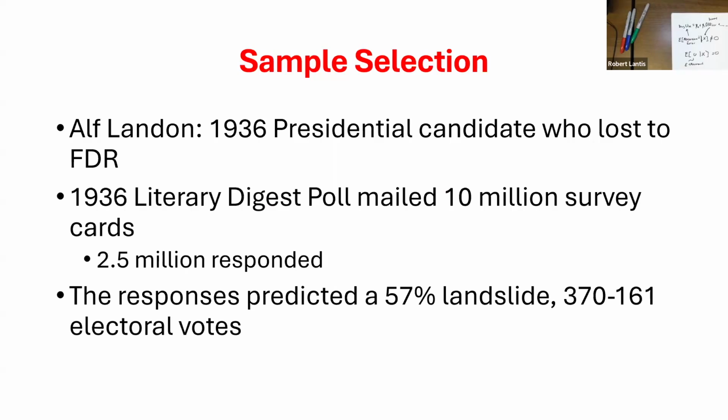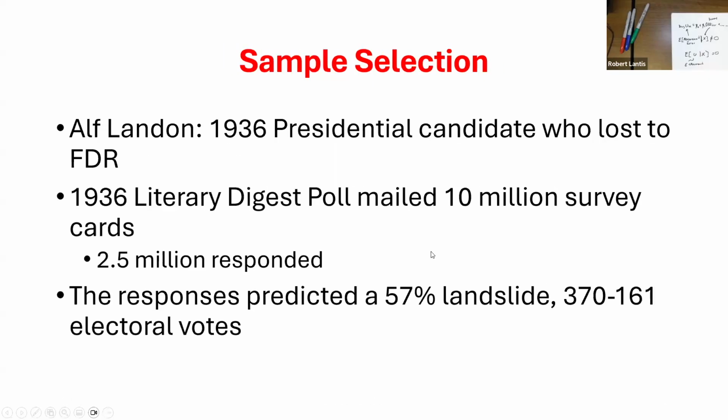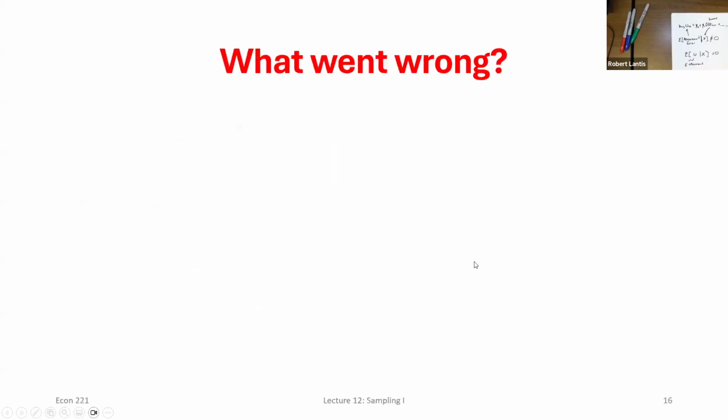Okay? So we know the population. Let's just assume it was the 10 million people they sent it to. Our sample was only about a fourth of that, so we got a smaller sample than the population. And it predicted a landslide victory, 57% of the popular vote, almost a huge swing in the electoral vote. It predicted that Alf Landon was going to win. We know he didn't, right? So what went wrong? Why was their data incorrect?